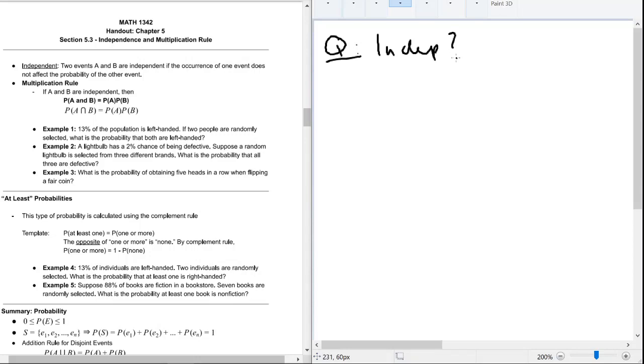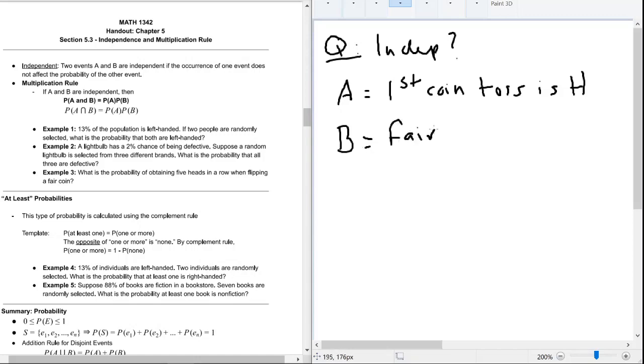Suppose event A is a first coin toss is heads, and event B, a fair die, is 2, for example. So the first event occurs, right? The first coin toss is a heads. The question is, does that event, just by occurring, change the probability of event B? The answer is no. So we say A and B, they're independent. One event occurring doesn't affect the probability of the other.